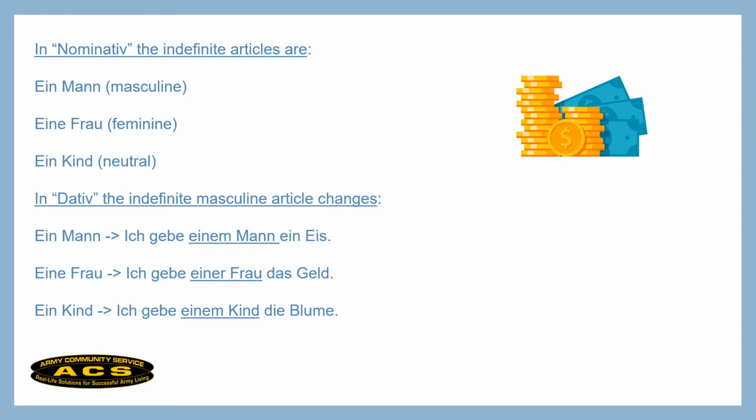Eine Frau, ich gebe einer Frau das Geld. Now I have einer Frau. Ein Kind, ich gebe einem Kind die Blume. Again, just like the masculine one, einem. Ich gebe einem Kind die Blume. I give a child the flower. Whom do I give the flower? A child. Wem gebe ich die Blume? Einem Kind.